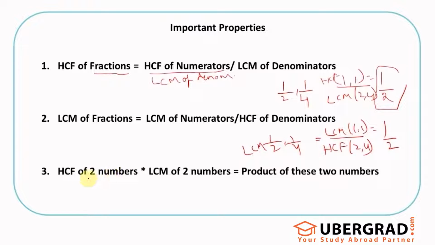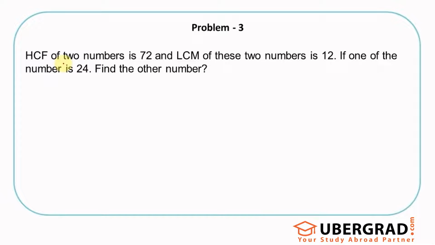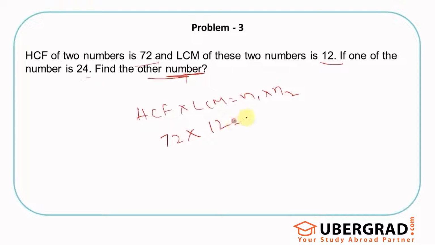Now another property: the HCF of two numbers into the LCM of two numbers is the product of those two numbers. So here, the HCF of two numbers is 72 and the LCM of these two numbers is 12. If one of the numbers is 24, find the other number. If you remember the property we have seen, HCF into LCM is the product of the two numbers. So 72 is the HCF, 12 is the LCM, and one of the numbers is 24. Let me find the other number.